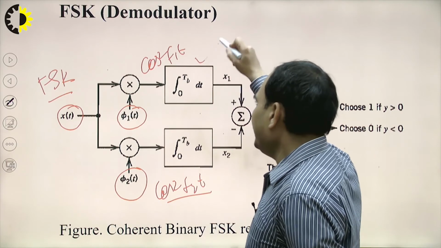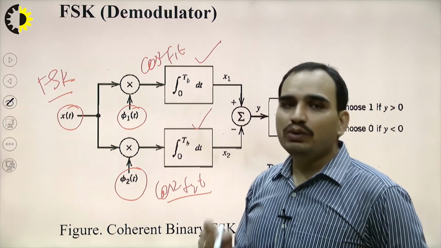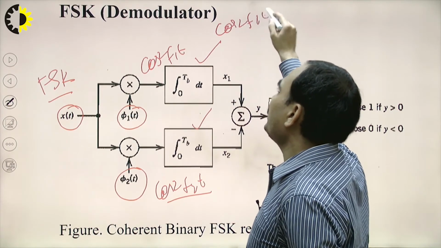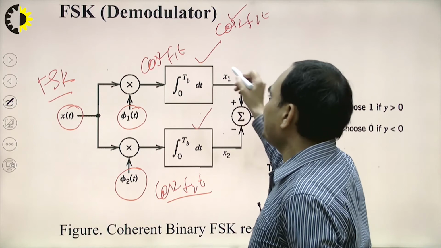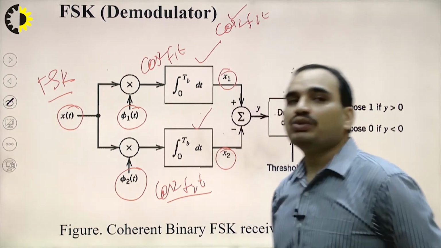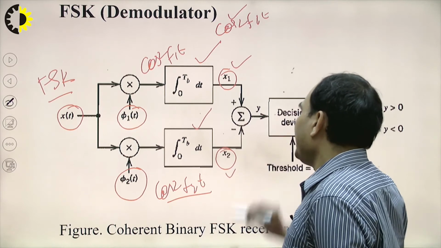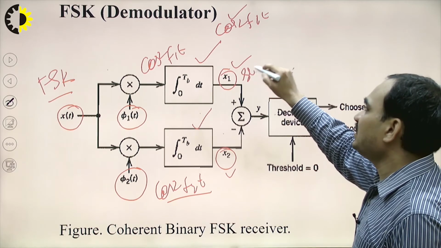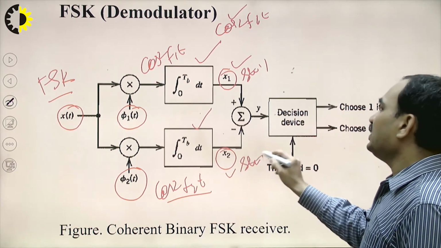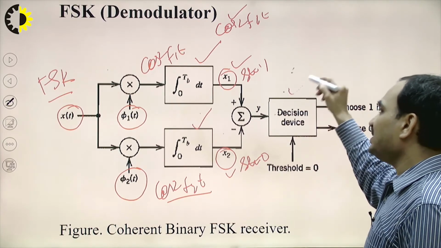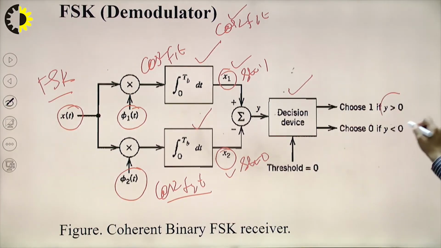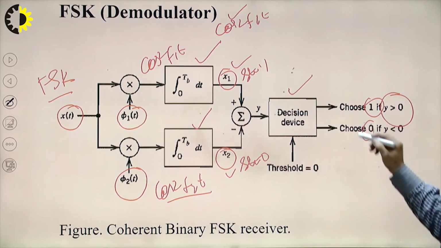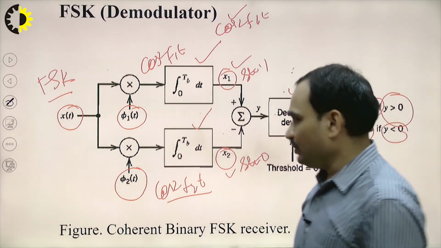While using the integrator, or you can say a low pass filter, the higher frequency component, that is the cos 2 f1 t component, will be 0, and what is left is the DC component. The DC components are represented by x1(t) and x2(t) respectively. Now we sum up the stream of ones or stream of zeros, and then we take the decision: if the received sample is greater than 0, we choose 1, otherwise we choose 0 if the sample is less than 0.